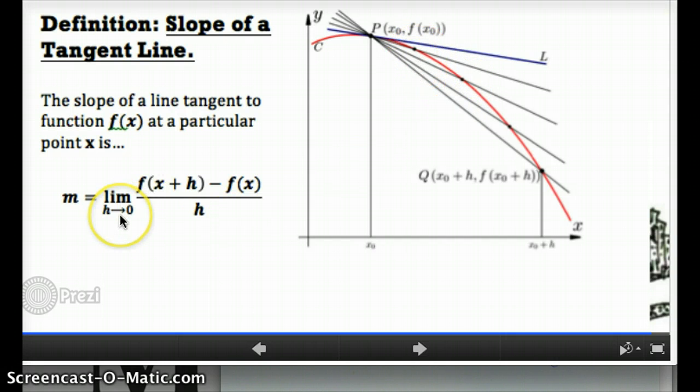So why are we taking a limit? Because that's exactly what we just described. We described a situation where we're taking a number, making it smaller and smaller and smaller until it gets to 0. And then we're seeing what happens to the outputs of the slope function.